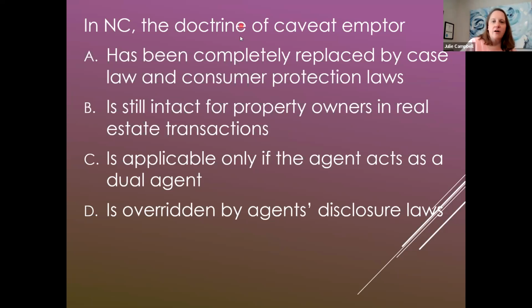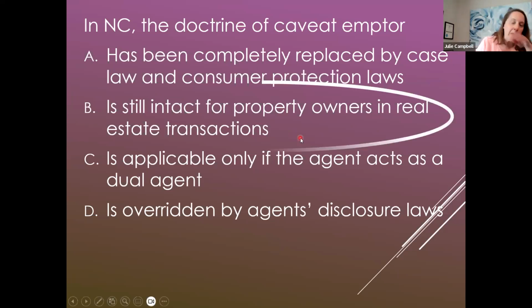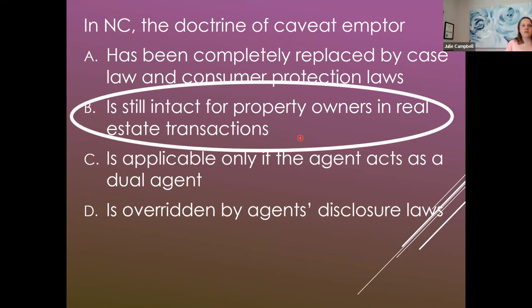North Carolina, the doctrine of caveat emptor. Yeah, it's still intact for the owner, for the property owner. Again, this is where we butt heads probably the most with sellers. The seller can hide behind caveat emptor. The broker has to follow license law and commission law. Questions on this one?